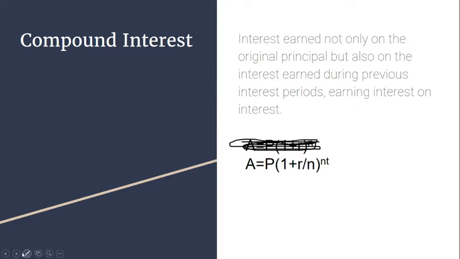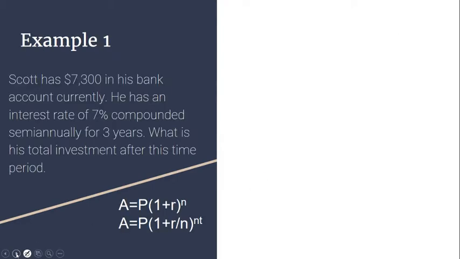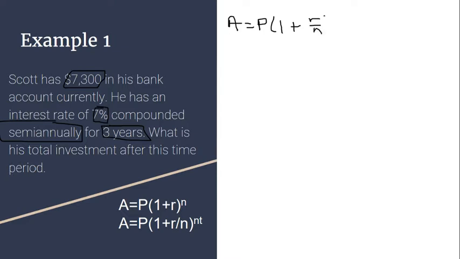So let's go ahead and do a few examples to get this to make some sense. Example number 1: Scott has $7,300 in his bank account. Currently, he has an interest rate of 7%, compounded semi-annually for 3 years. What is his total investment after this time? Alright, so we have the 7,300, 7%, semi-annually, and 3 years. So we're going to take our formula of A equals P times (1 plus r over n) to the nt.